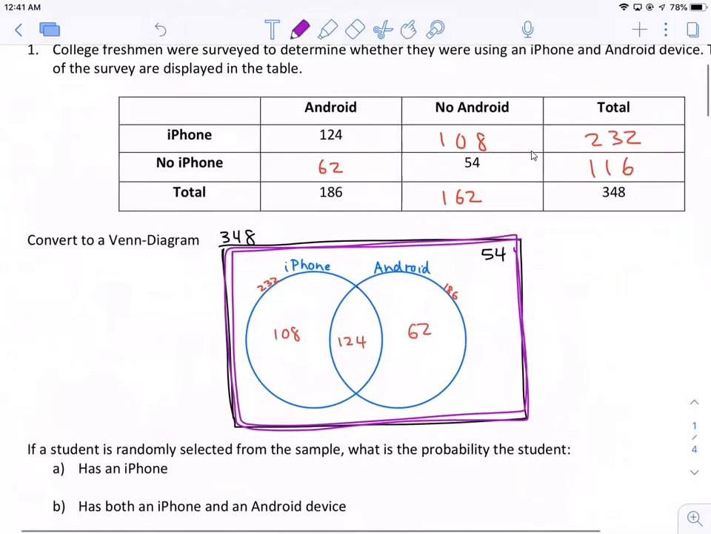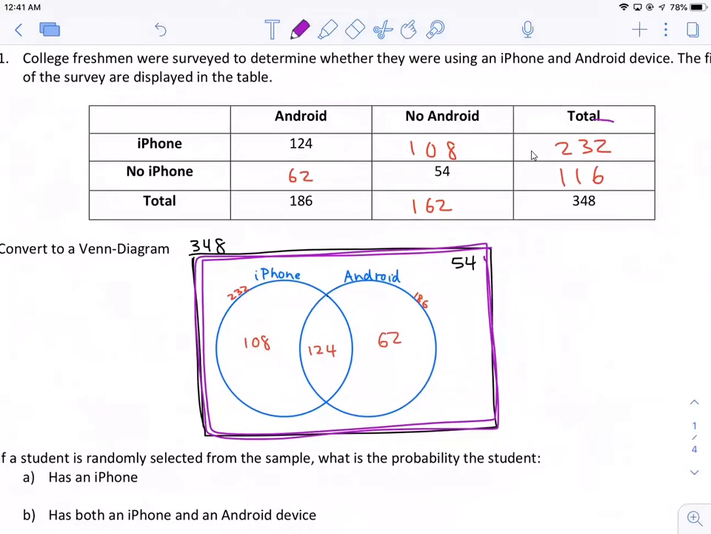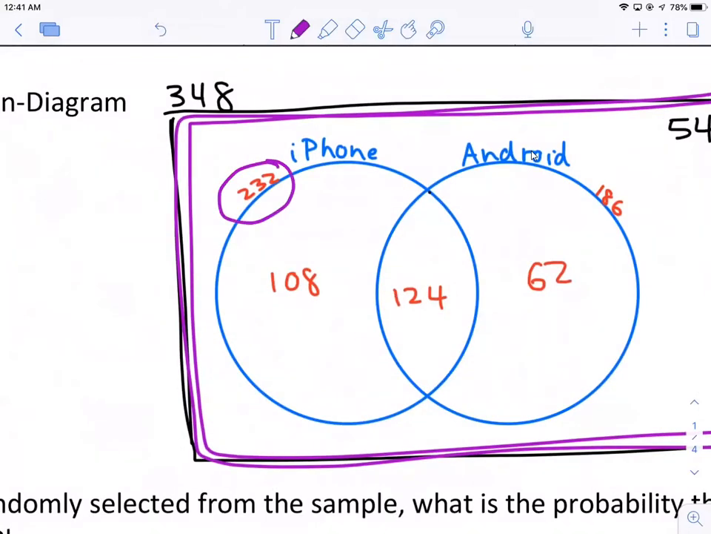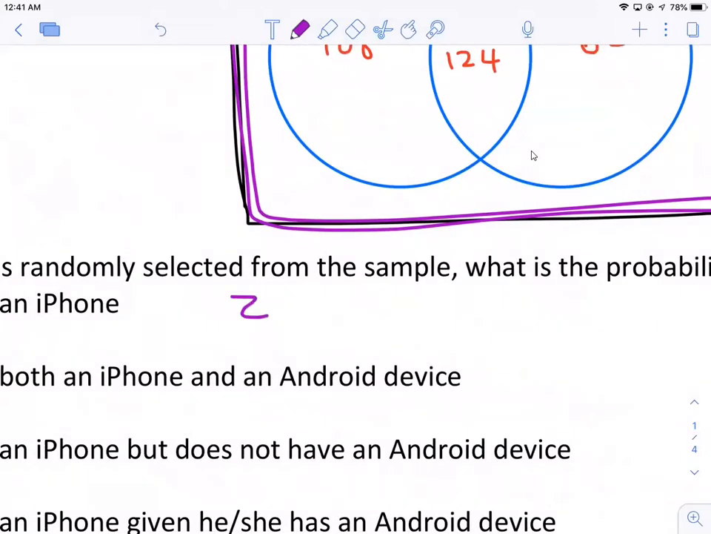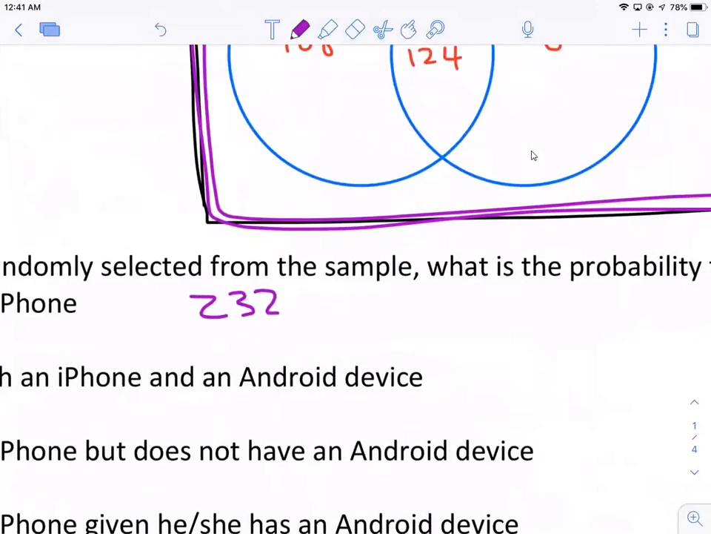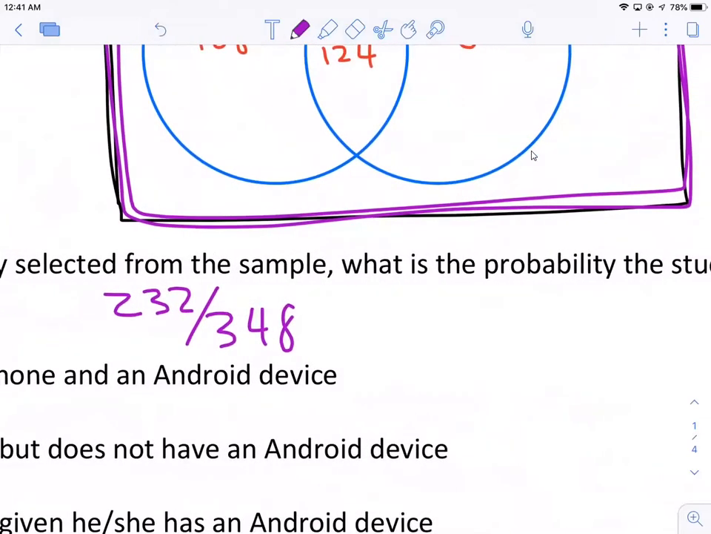So how many people had iPhones? 232. We can look at the table over there, or we can look at this Venn diagram, look at that 232. But 232 people out of 348 had an iPhone. And if you simplify, I think this is actually equal to 2/3, but again, you don't need to do that.